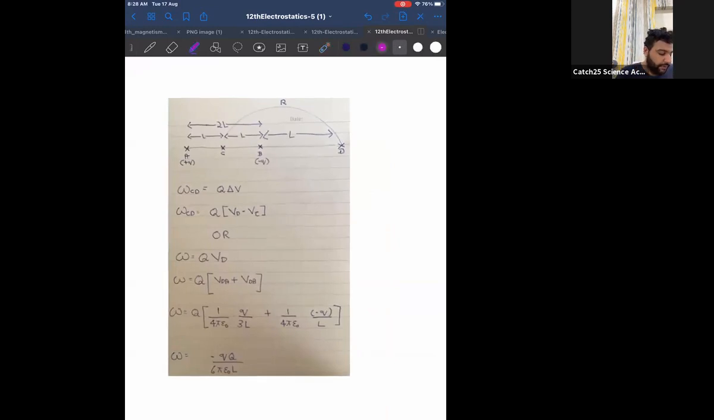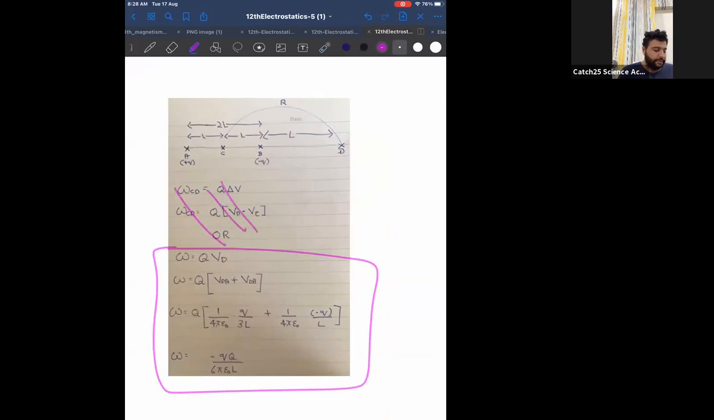You don't have to do everything. You have to start from only this much. This is your answer. You don't need to do this. So this is your diagram. This is your answer. Tell me if you're getting it.